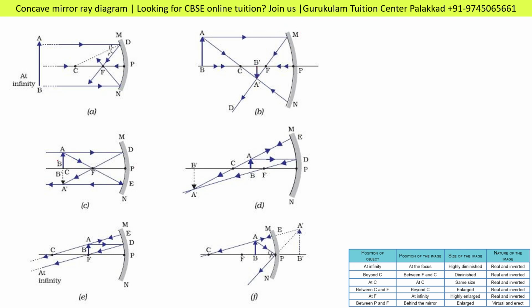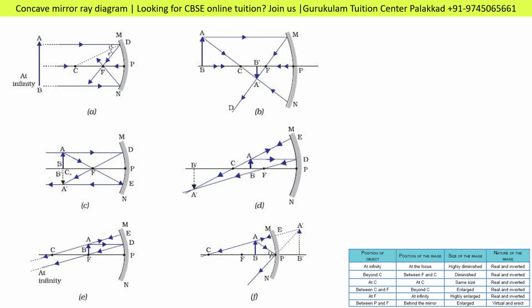And the third case, the object is placed at the center of curvature. The first line is passing parallel to the principal axis and it is coming through the focus, and the second light ray is passing through the focus, so it is coming parallel to the principal axis. This is the point where these two lines are meeting. So here the image formation will happen because the image is forming on the same side of the object. It is a real image, but it is an inverted image.